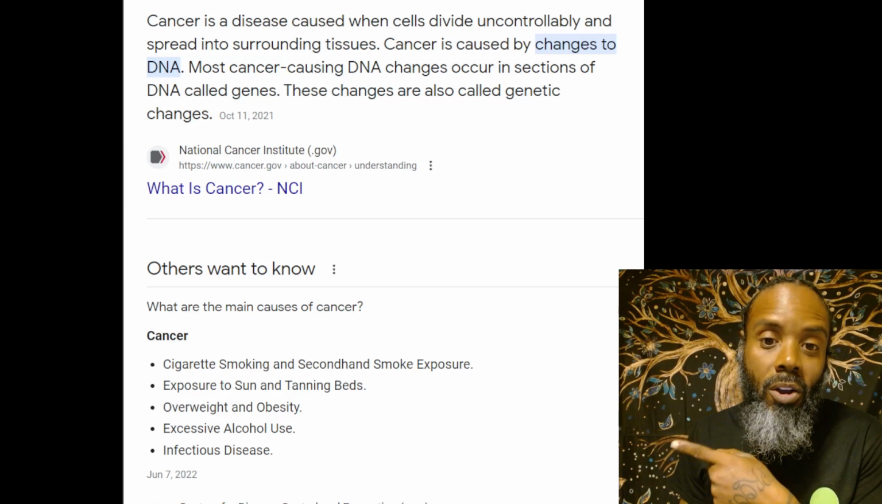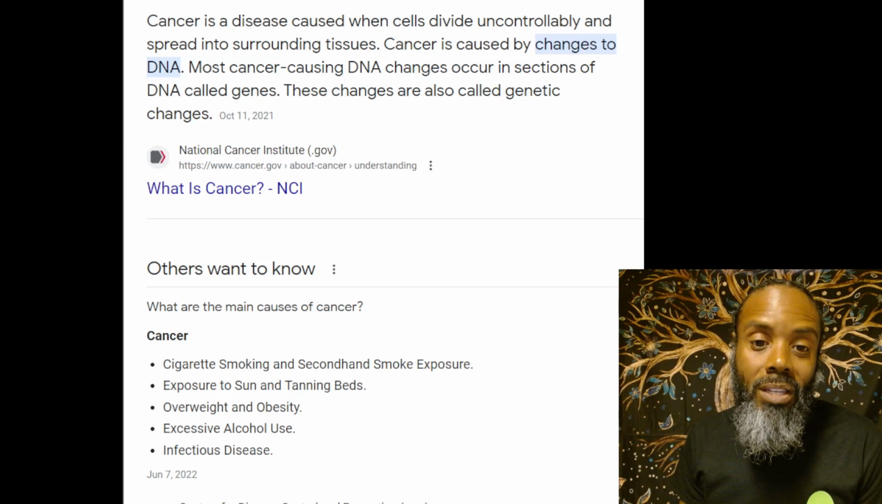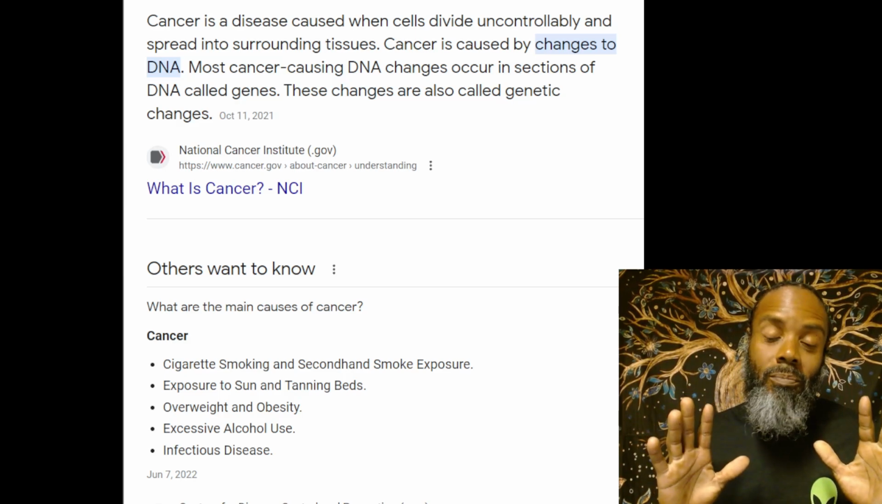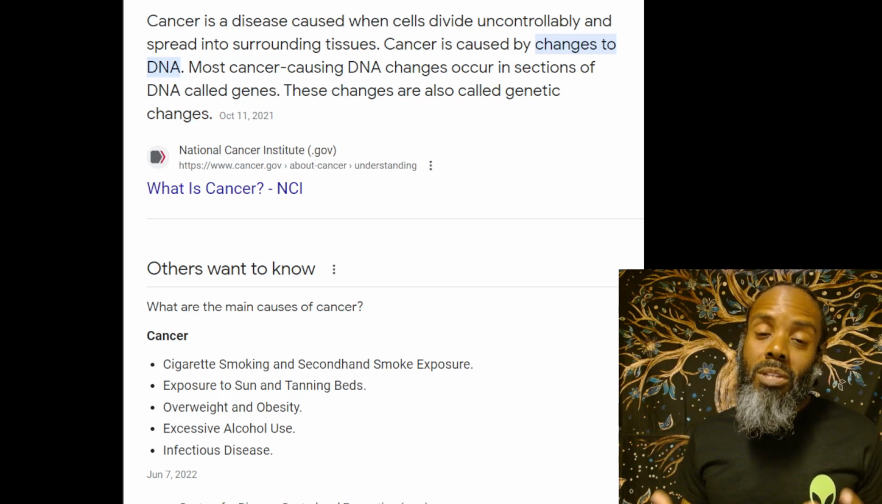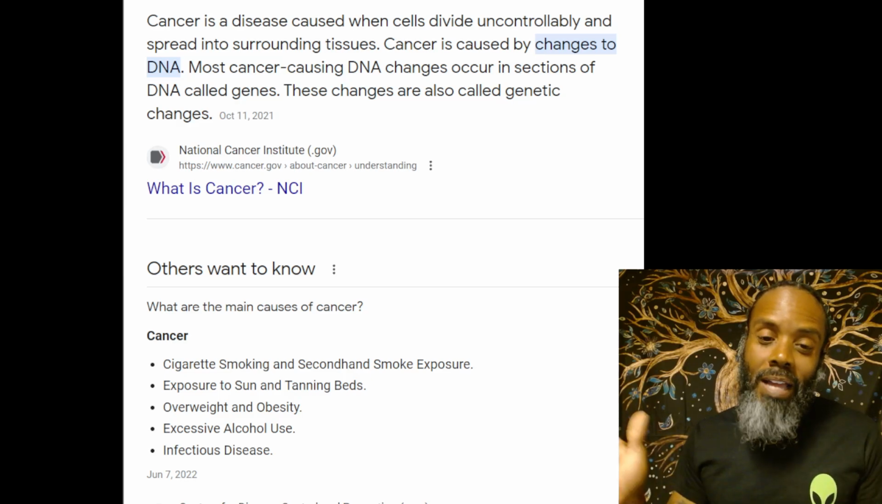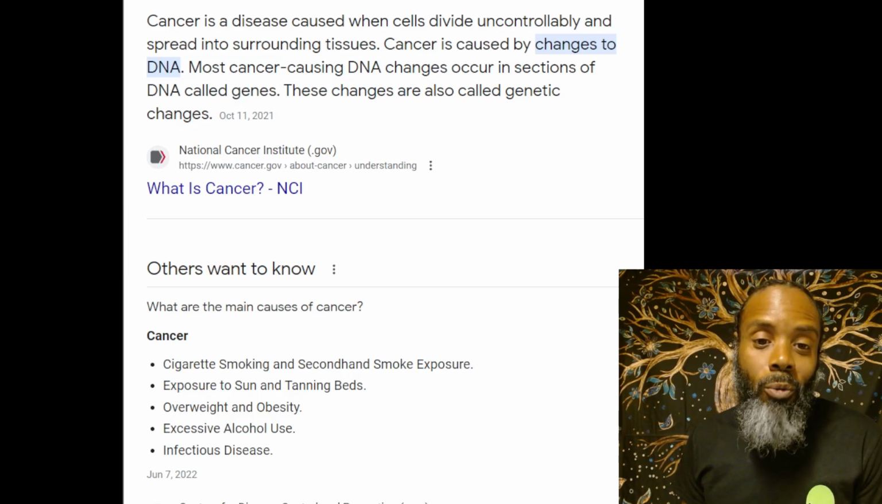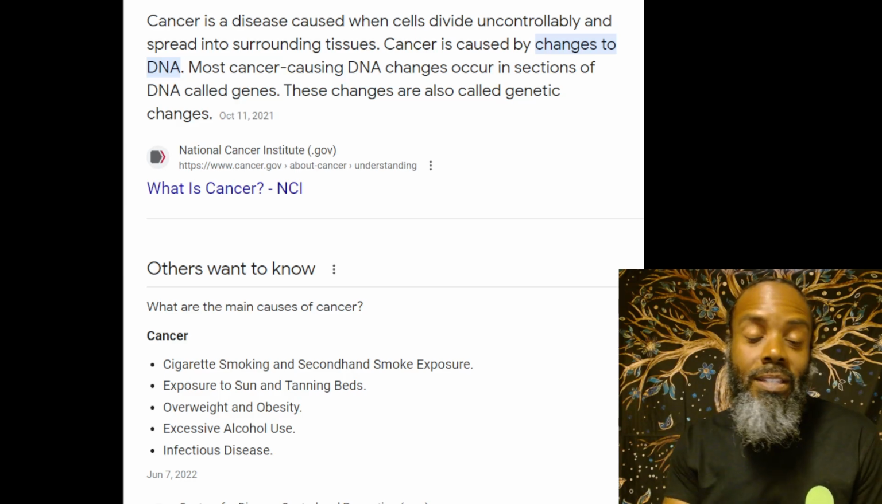But let's look right here. Cancer. What are the main causes of cancer according to this? Cigarette smoking and secondhand smoke exposure, exposure to sun and tanning beds. No, and pause. I don't agree with all this shit. Some of this shit is bullshit. I'm just posting information from what the so-called experts are saying. But I don't agree with all this. And there's a lot to it. Moving on: overweight and obesity, excessive alcohol use, and infectious disease.